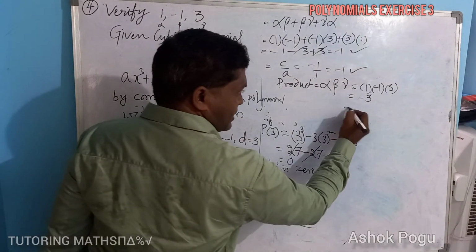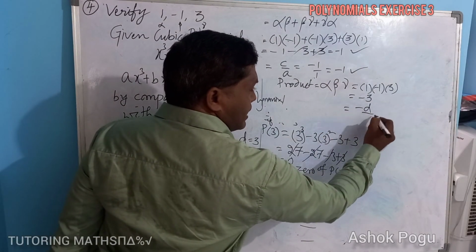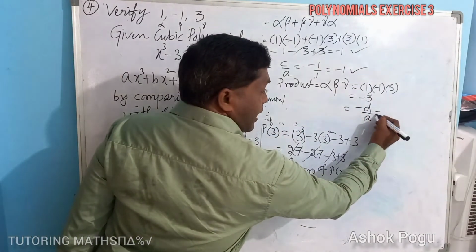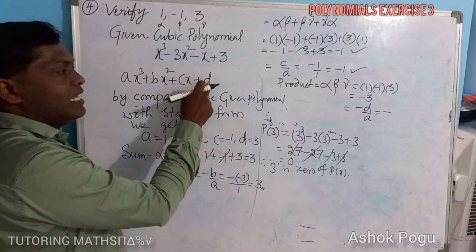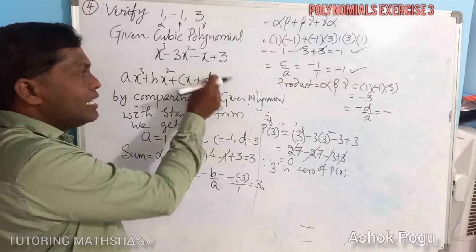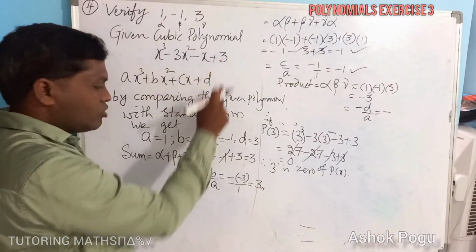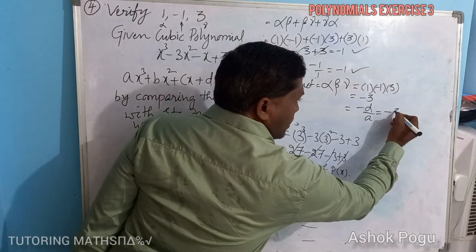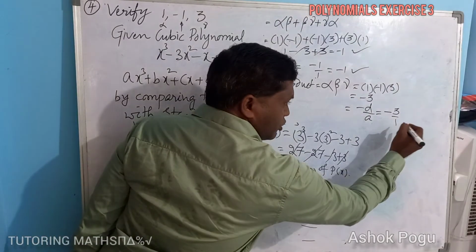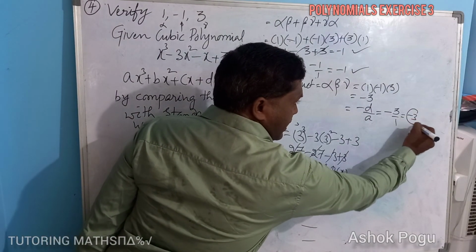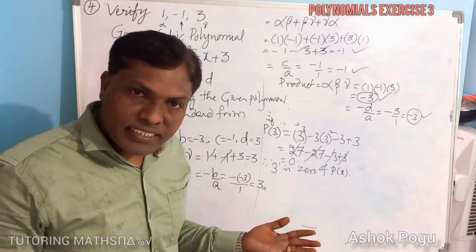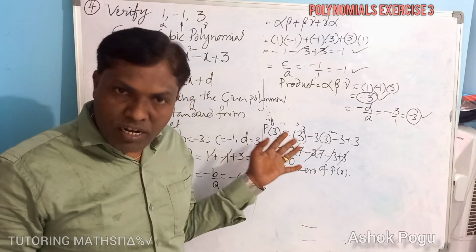The formula is minus d by a. That is minus d by a. What is d? Here d is the constant. According to the standard form of the cubic polynomial, d is the place of the constant. What is the constant? 3. By a, what is the value of a? 1. That is the x cube coefficient. And the result is minus 3. And minus 3, minus 3. Hence, the relation is also verified.